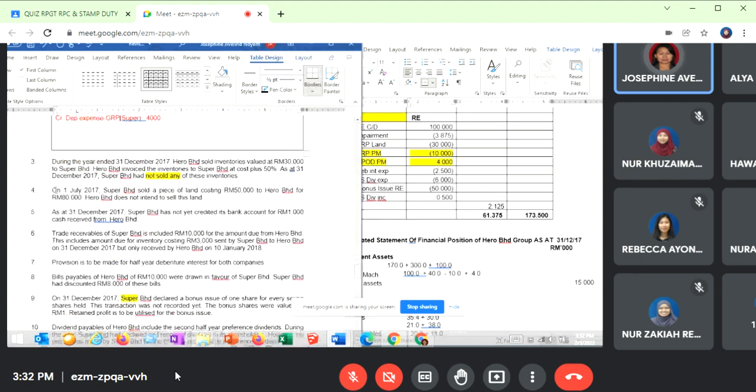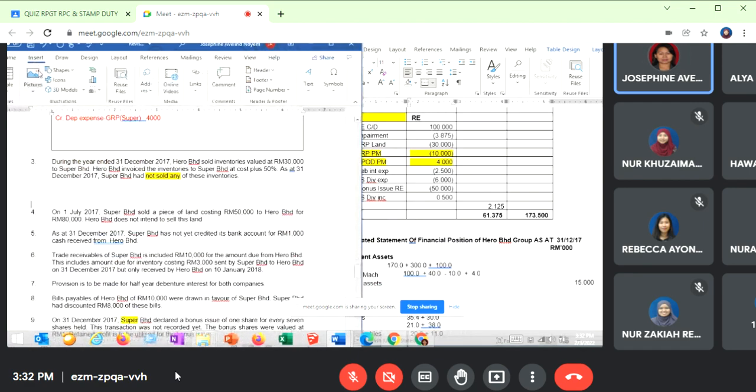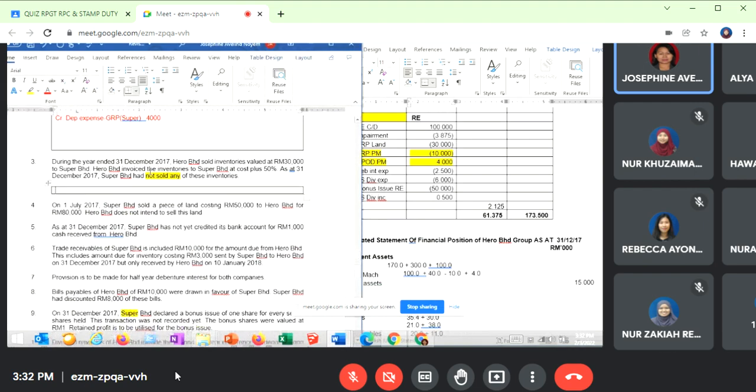Then we go to number 3. During the year, this time is the current year, 2017, Hero sold inventories valued at 30,000 to Super. Hero invoiced the inventories to Super at cost plus. In this case, they sold inventories valued at 30,000. This is the sales and also the purchases.